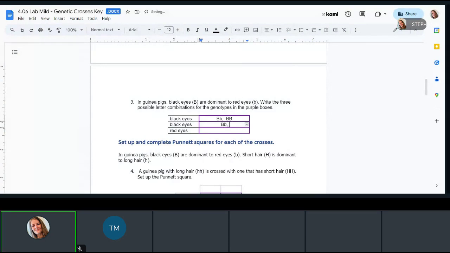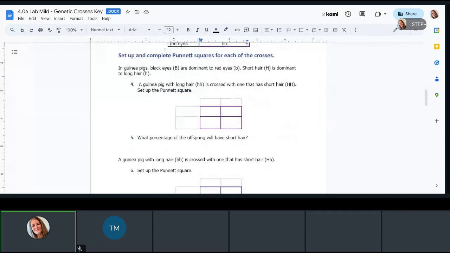So this one would be the same, because what we see is the black eyes, because the big B is dominant. What about for red eyes? What's our only option for the red eyes? Two little b's, exactly. Because the only way we're going to get red eyes is to have two recessive genes, two little b's. Otherwise, that dominant gene trumps it and makes the eyes black. Good job.